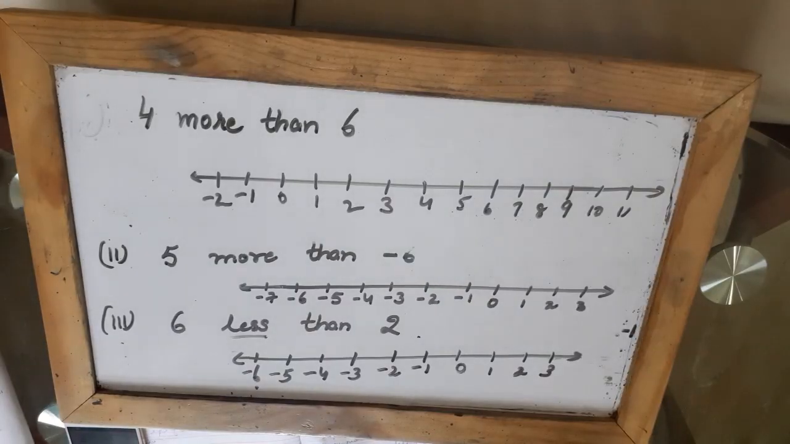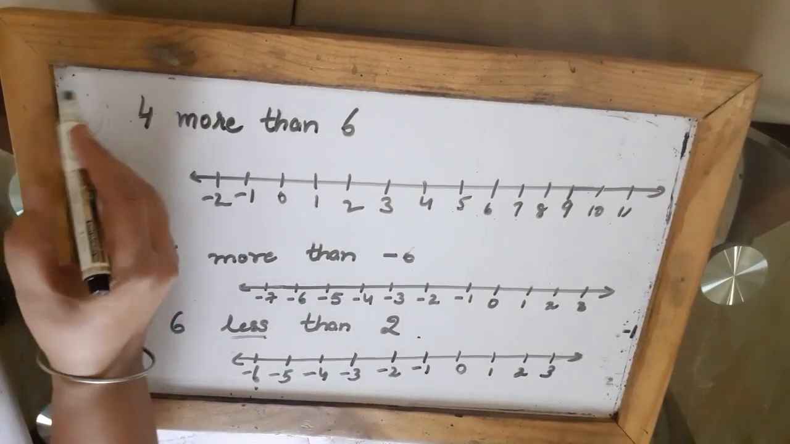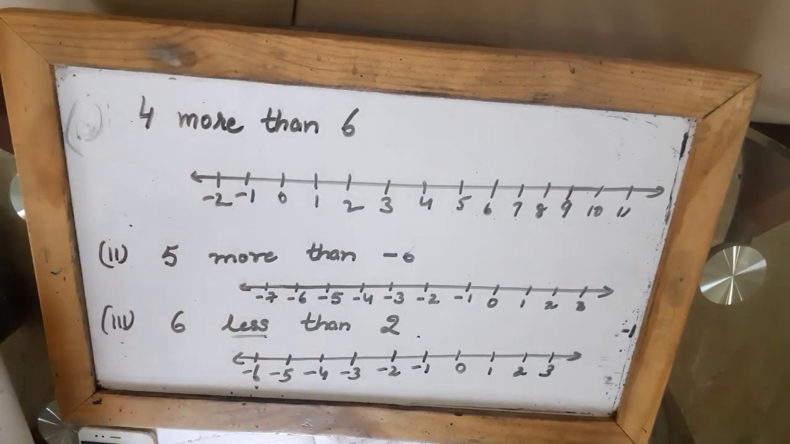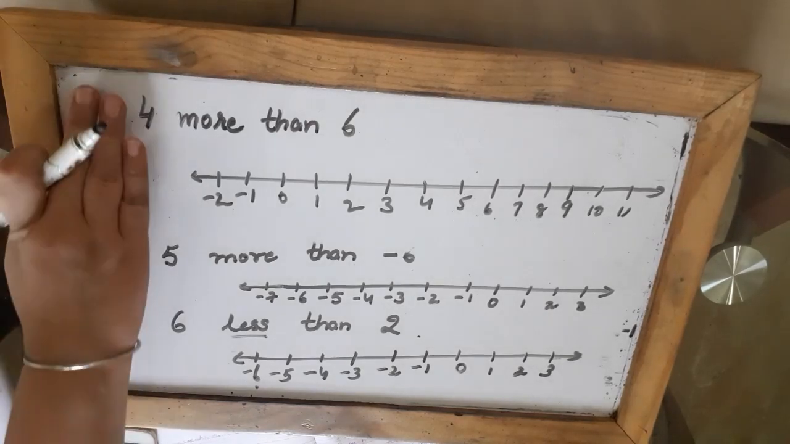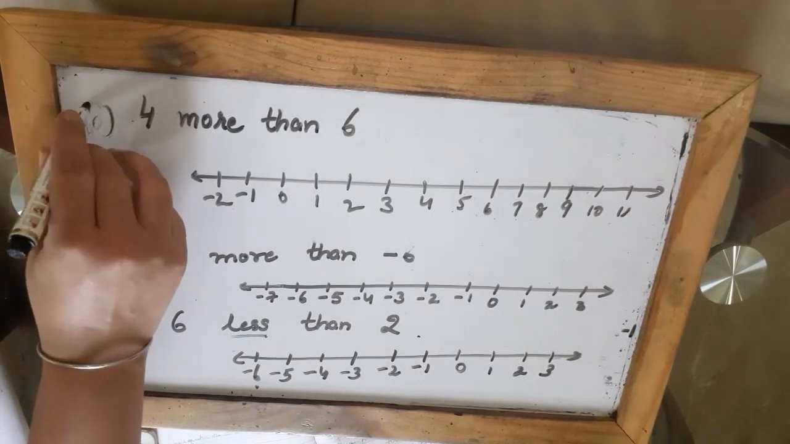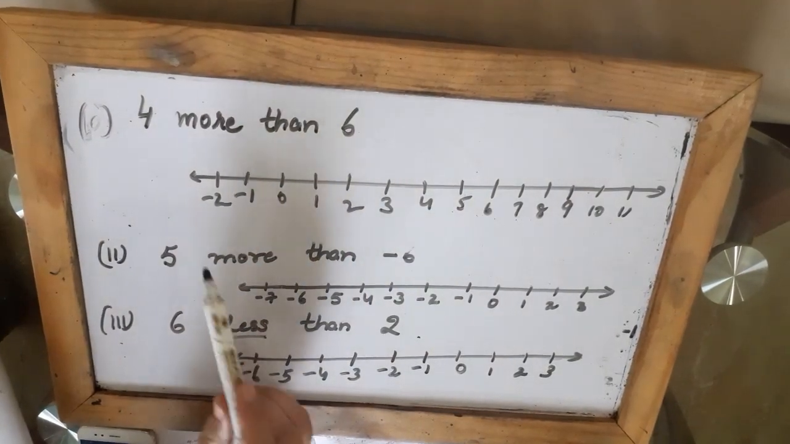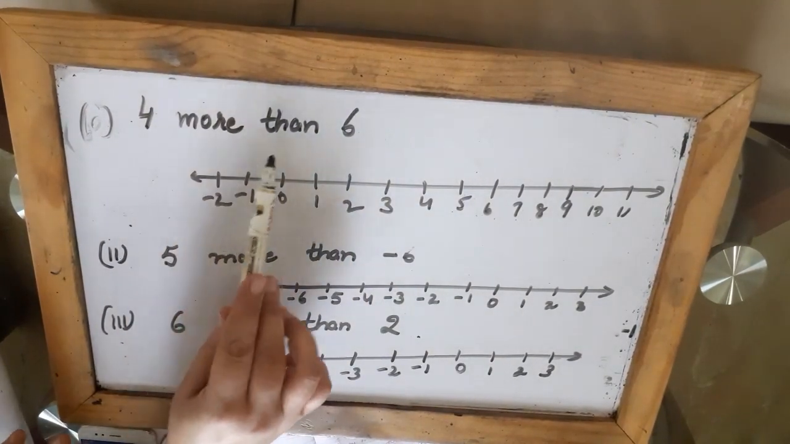Children, now I come to the 10th question. In the 10th question, they are asking you to show this on the number line. What is given is you have to show on the number line. So 4 more than 6. So I have drawn the number line. So 4 more than 6.